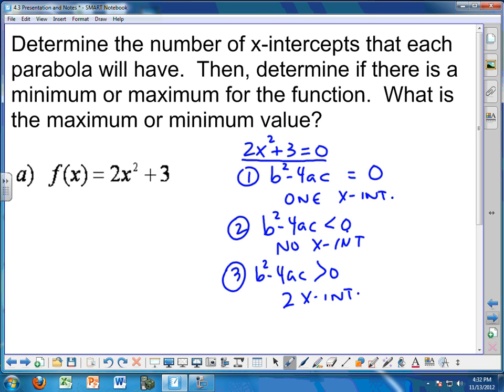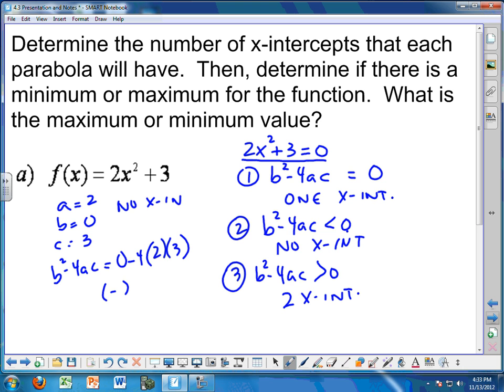And in this problem, there is no b term, so a equals 2, b equals 0, c equals 3. b squared minus 4ac is equal to 0 minus 4 times 2 times 3, or a negative number. So there are no x-intercepts. And this makes logical sense. So no x-intercepts.